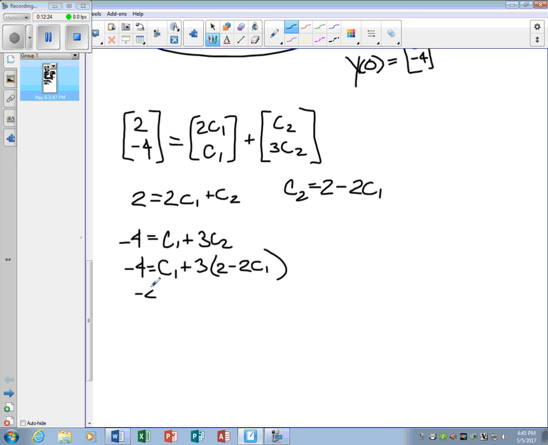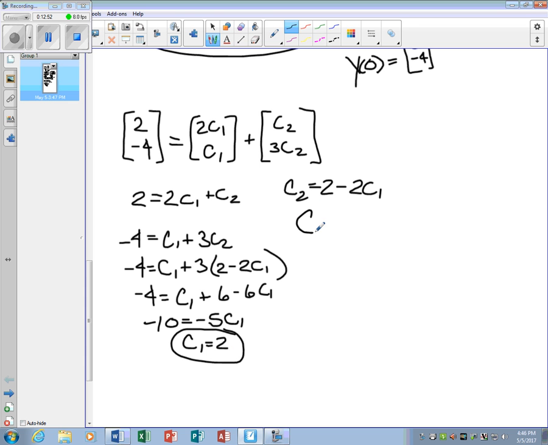So -4 equals c1 plus 6 minus 6c1, got -10 equals -5c1. c1 equals 2. So c1 equals 2, so c2 equals 2 minus 4. 2 times 2 is 4. So c2 equals -2.